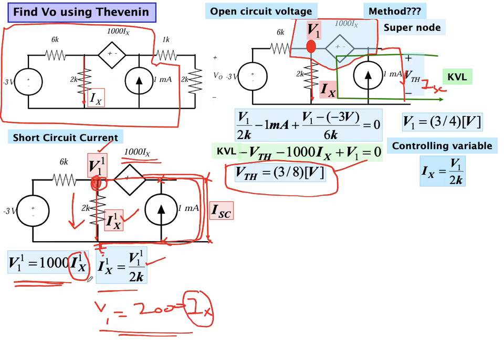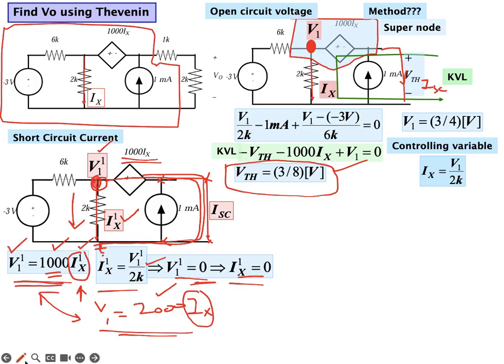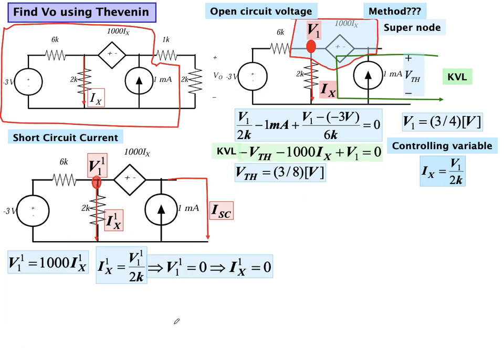You can check it yourself. No matter what value you have over here, if Ix is 0, then both these equations are the same, because V1 will also be 0. So if Ix is equal to 0, V1 will also be 0, because you put Ix equal to 0 here, and V1 will be equal to 0 as well. So these are the small things that you need to remember while solving a circuit.